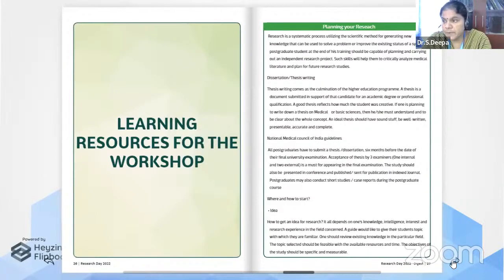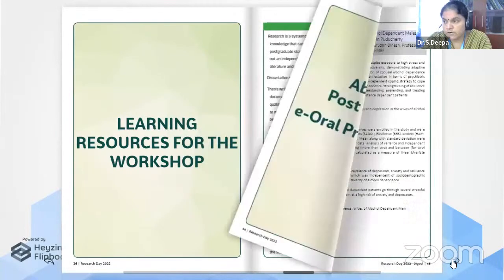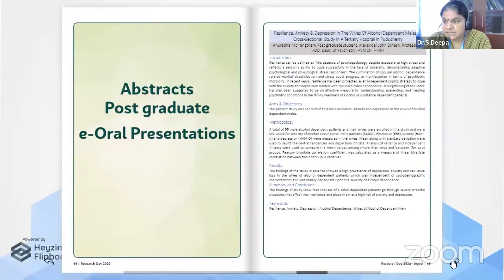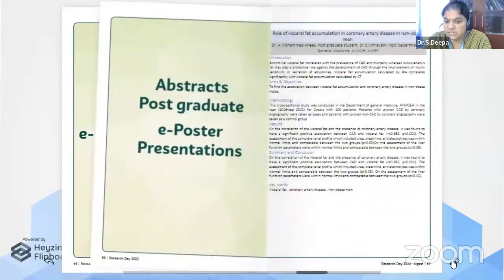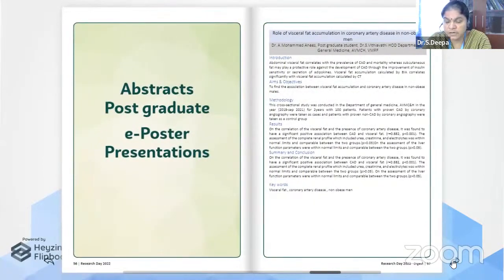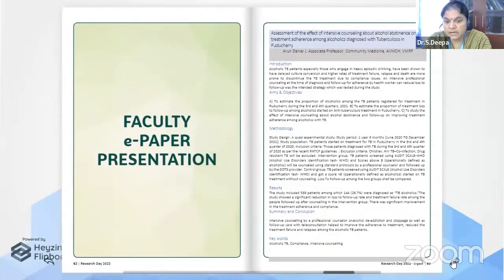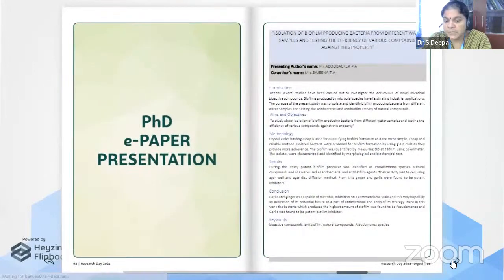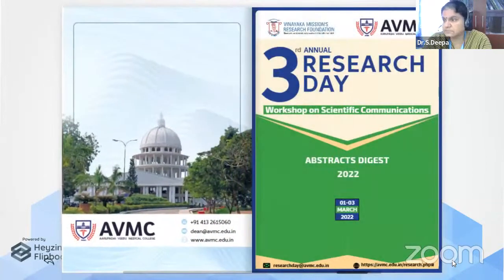This is for the benefit of the participants. Followed by, we have all the abstracts. First, we have the section of abstracts of the postgraduate e-oral presentations, followed by the abstracts of the postgraduate e-poster presentations, followed by the abstracts of the faculty e-paper presentations. Then we have the PhD e-paper presentations. So this is the last page. And I hope you all had a good research treat in AVMC in the last 3 days. Thank you, one and all.